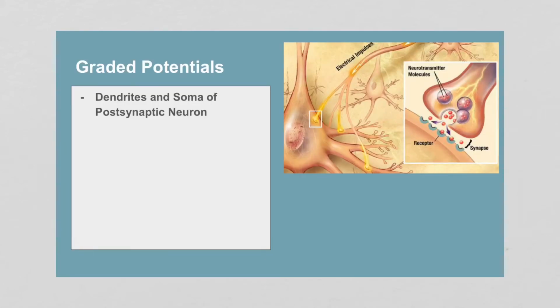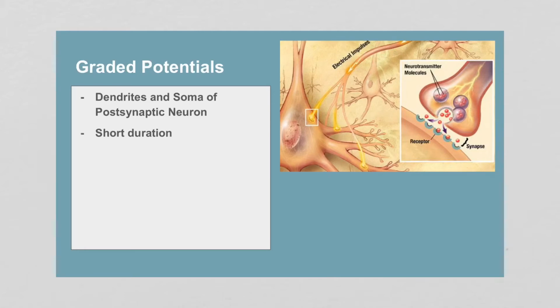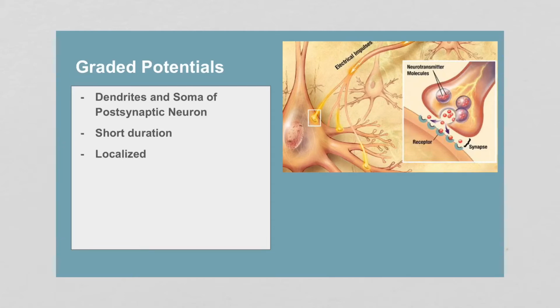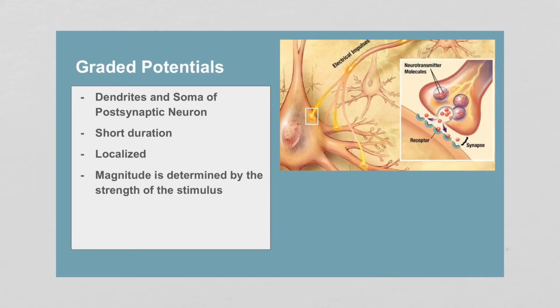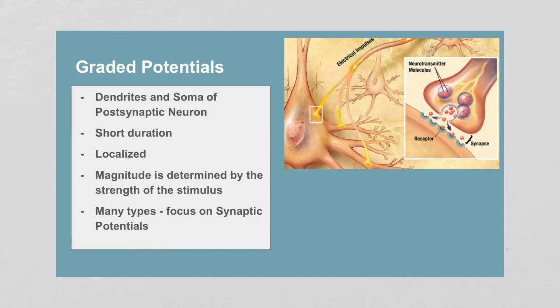So a graded potential is a potential that occurs in the dendrites or the soma of a postsynaptic neuron. It has a very short duration, so it doesn't last very long. It's localized, so it doesn't go very far. And its magnitude is determined by the strength of the stimulus. We're going to take some time breaking this down. And we're focusing today on synaptic potentials, but there are many different types of graded potentials, and we'll be able to touch on some of those as we go through the semester.